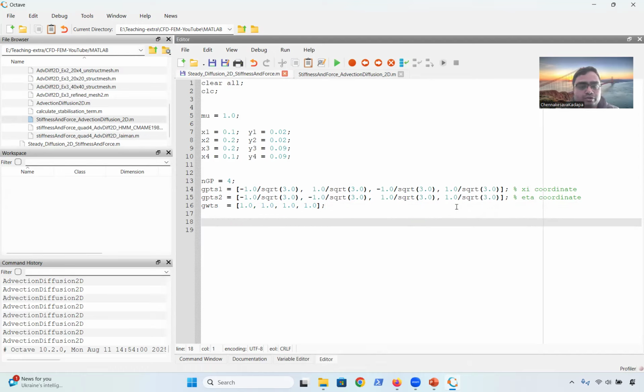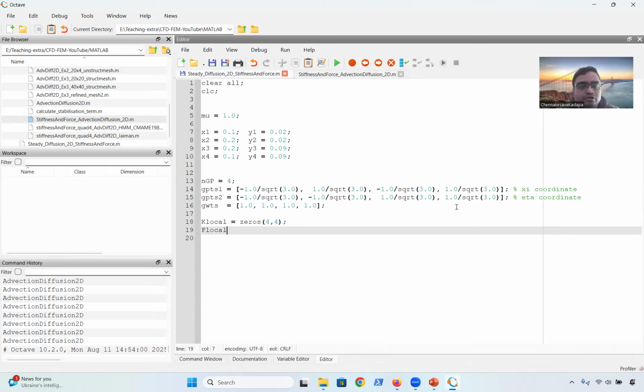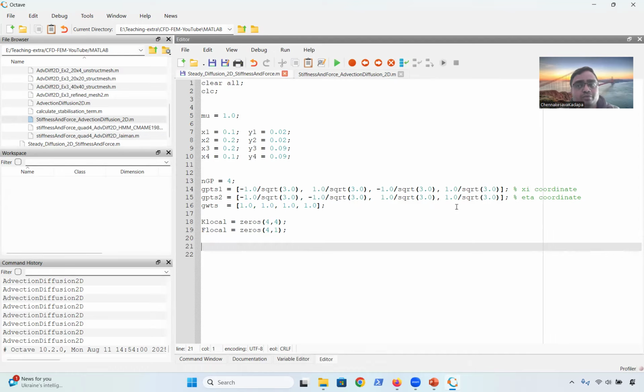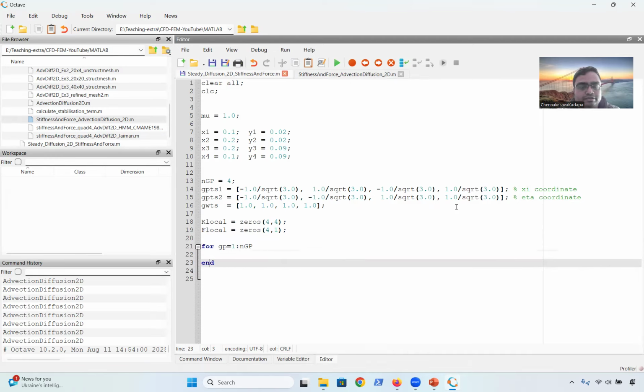First we initialize. Let's say K lateral, this is our element stiffness matrix, which should be of size 4 by 4, since we have 4 nodes and each node has 1 degree of freedom. And F lateral, our element force vector, is 4 by 1. We initialize them to 0 so that we can keep adding within the for loop over the Gauss points. So we create a loop over Gauss points, 1 to NGP, and the loop ends here.